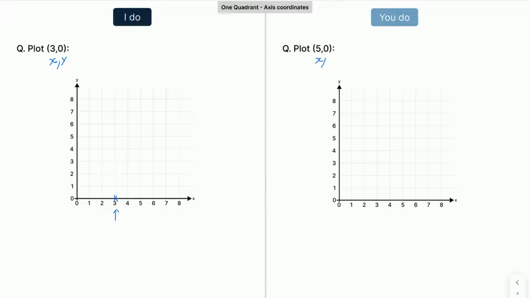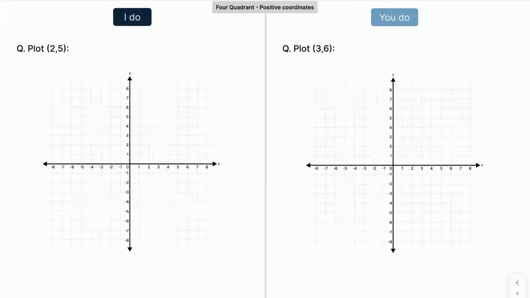Again, x is 5, so it's right there. And y is 0, so we do not need to move. We stay right there. We can have another look at an example with axis coordinates. In this case, we have x and y. X in this case is 0, but then we go up to y at 5. Again, press pause and I've got an example on the right. So x in this case is 0, and we go up the stairs a bit more.